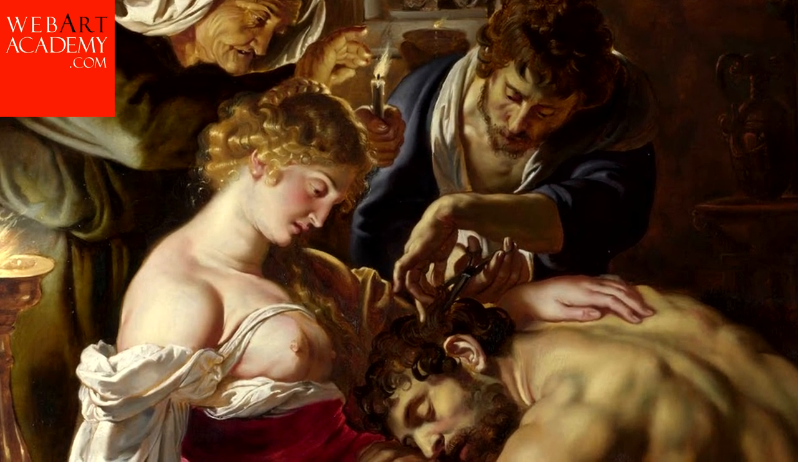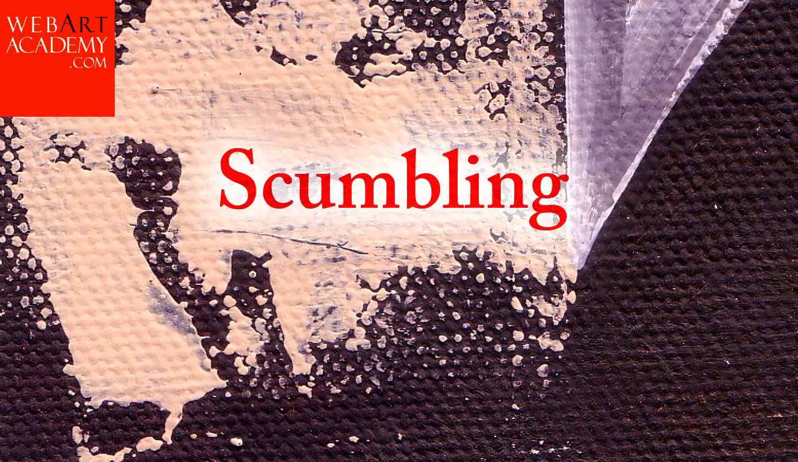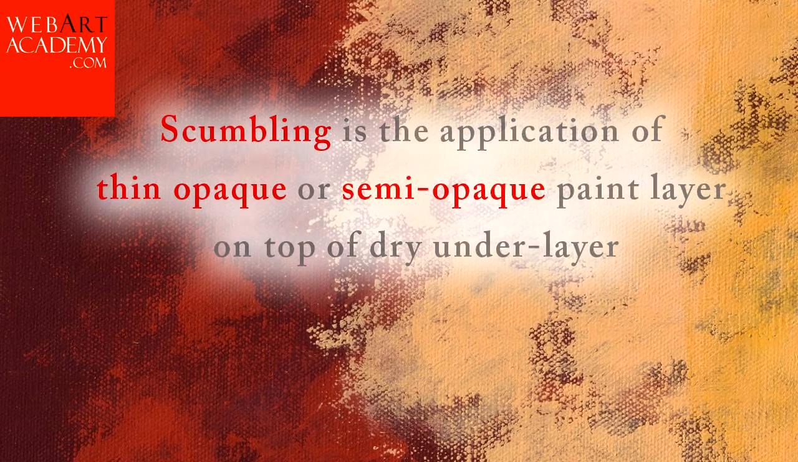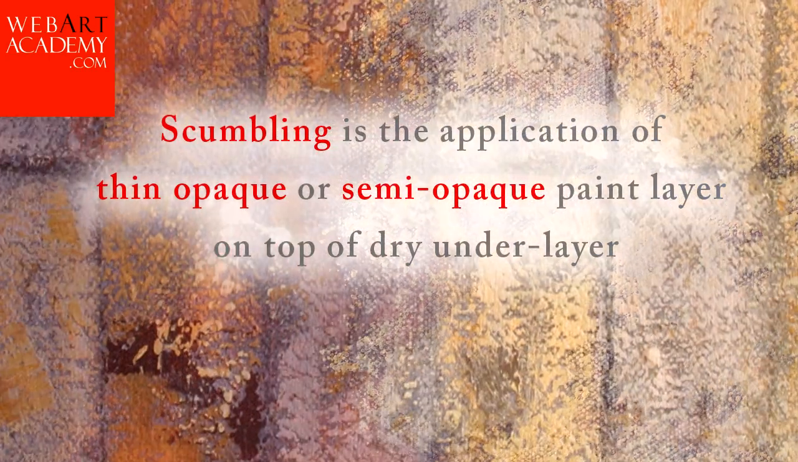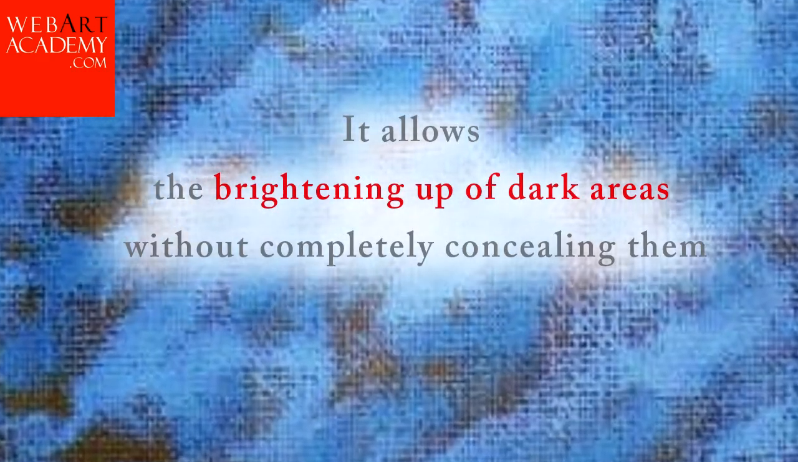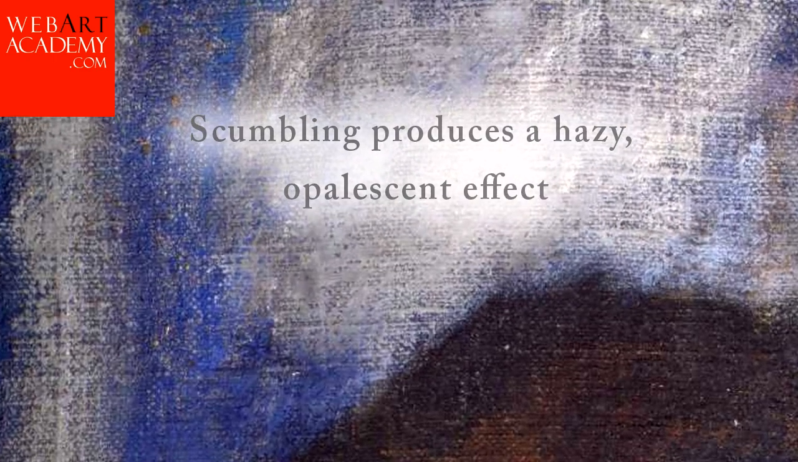There is another technique which complements the old masters' methods and can be used on its own or in combination with glazing. This technique is called scumbling. Scumbling is the application of a thin, opaque, or semi-opaque paint layer on top of a dry underlayer. Usually, scumbling is done in a lighter color on a darker background. It allows the brightening up of dark areas without completely concealing them. Scumbling produces a hazy, opalescent effect.